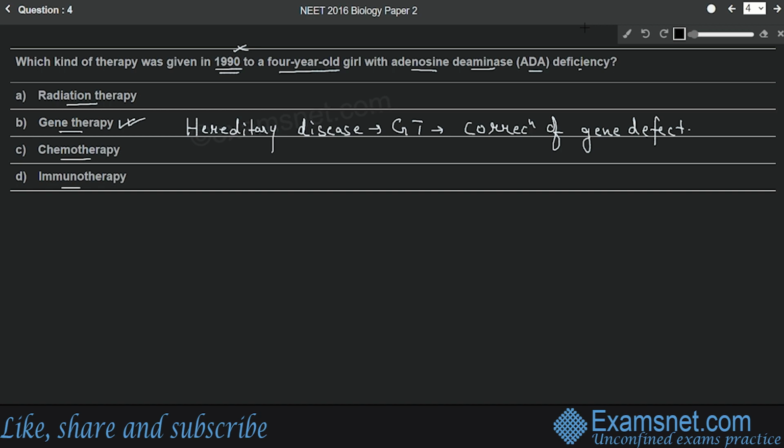If we talk about the other options, that is radiation therapy, chemotherapy and immunotherapy, these are types of therapies used in cancer treatment. In radiation therapy, high doses of radiation are used to kill cancer. In chemotherapy, chemicals are used for cancer treatment.